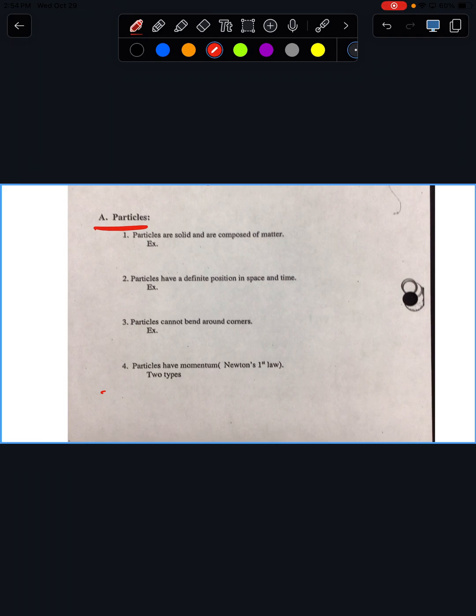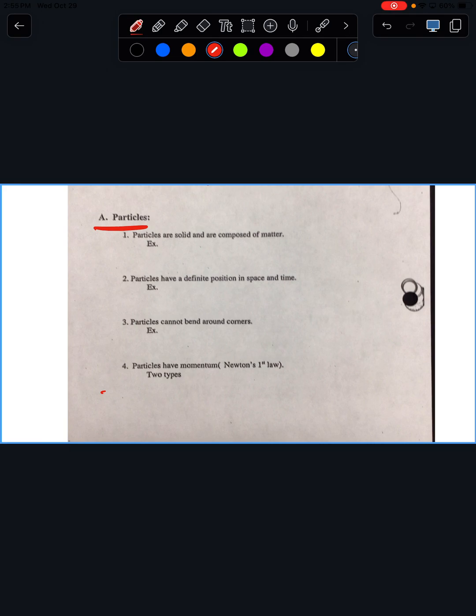All particles have a definite position in space and time. Luke, where's the tennis ball? On a cup. Does anybody disagree with him? On a bottle, I don't see it. I will take it on a mug. On a bottle. Yeah, we all know where it is. It's got a definite position. It was there at 1:55. It wasn't there at 1:54. There's a definite position in space and time.